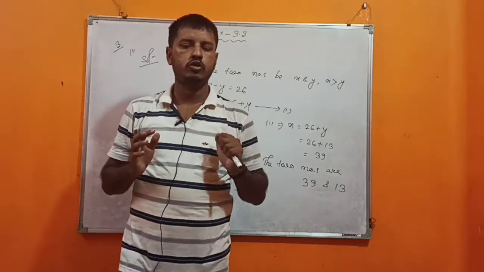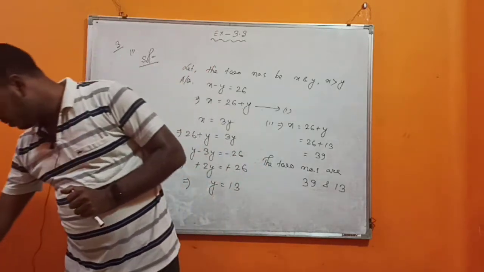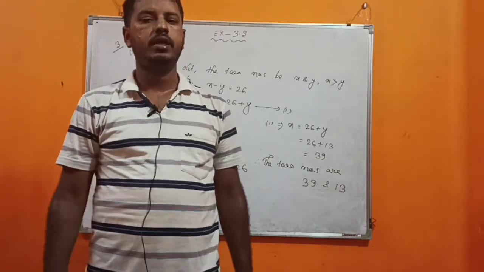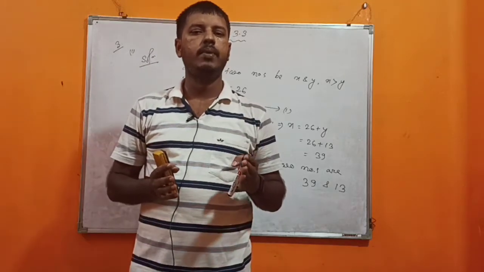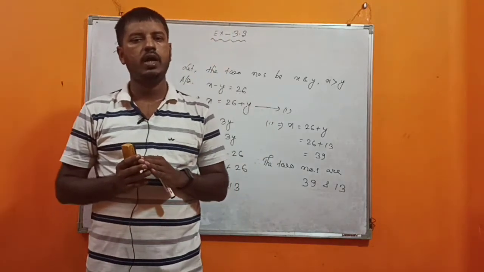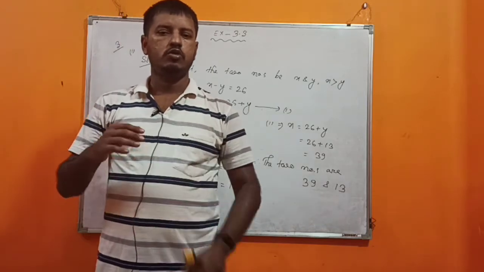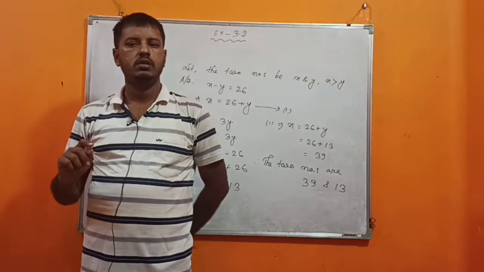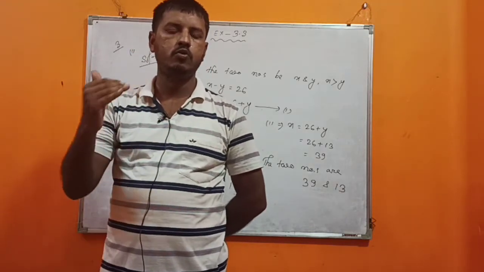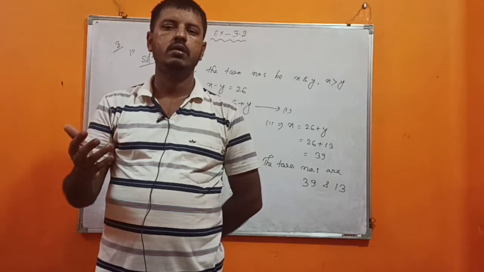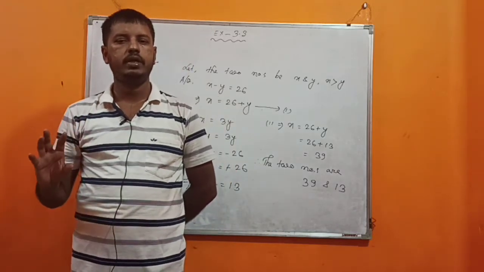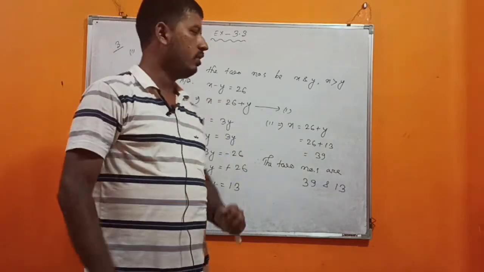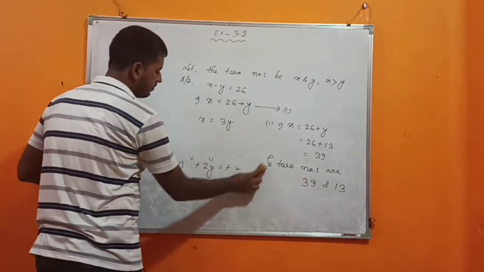Now we will move to question number 2 of 3. In question number 2 it is given that the larger of the two supplementary angles exceeds the smaller by 18 degrees, and we have to find the two angles. Okay, so first we have to understand what a supplementary angle is. If the sum of the two angles is 180, then one angle is called supplementary to the other.